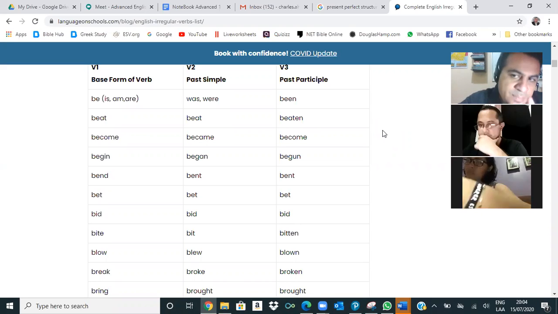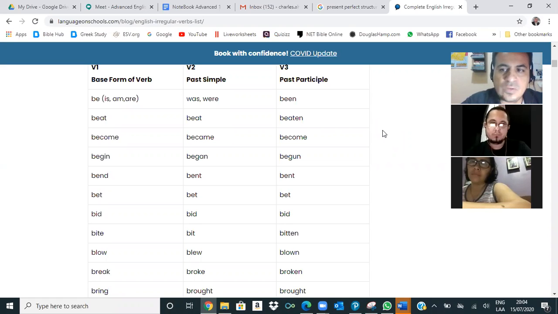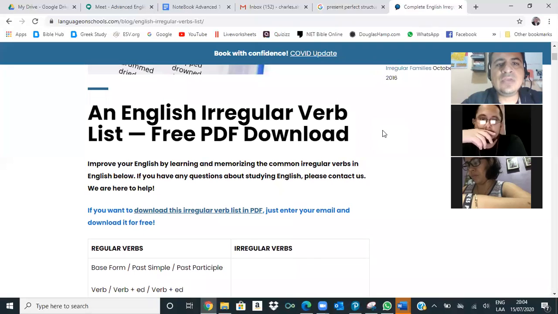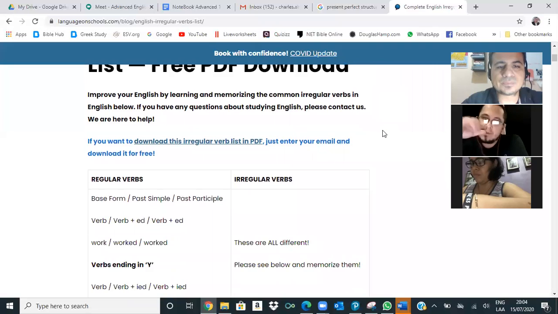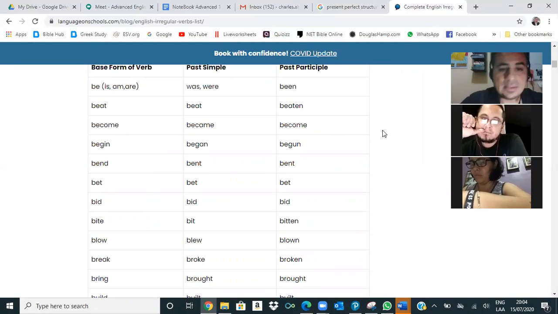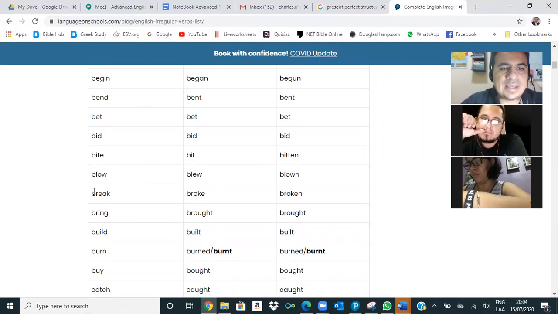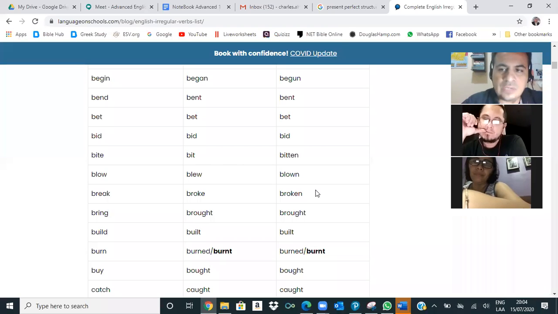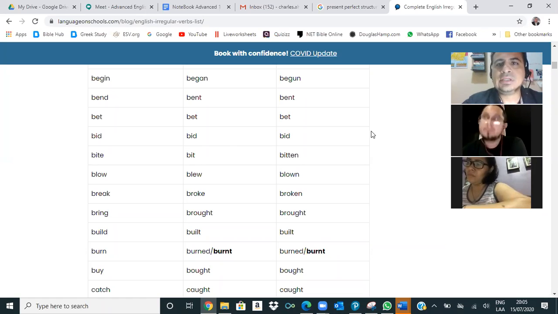Lo bueno es que los simple past, los regulares, son igual, simplemente le ponemos ed. Now, the ones that you have to be careful with, the ones that change are, como dice aquí esta tabla, irregular verbs. Those are the ones that you have to be careful with, okay? For example, break, broke, broken. You have to be careful with this one because it's an irregular verb. Lo bueno es que los únicos que van a cambiar son los irregular verbs. Regular verbs, aunque sea past participle, ed. For example, played, listened, walked. Okay, it's the same.